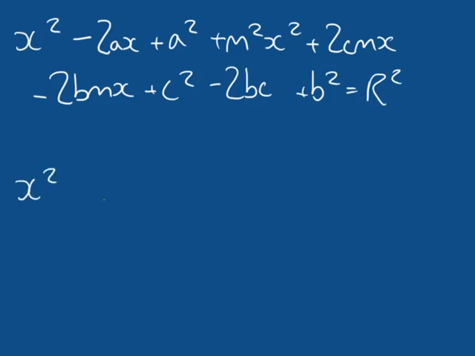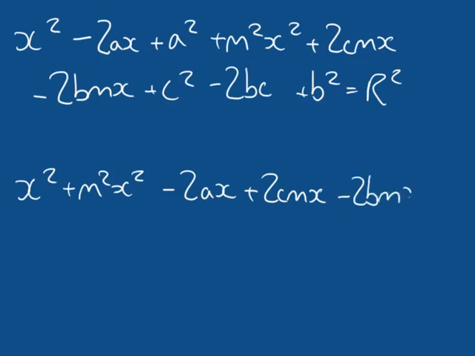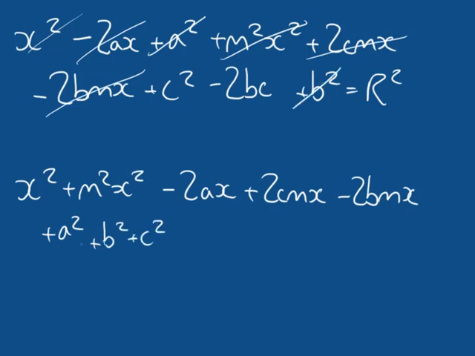So I want to collect our x squareds together, so x squared, and our only other x squared is m squared x squared. So x squared plus m squared x squared. And that's going to then leave us with terms of x, so minus 2ax plus 2cmx minus 2bmx. I believe that's our only x's, so we've done x squared, we've done m squared x squared, minus 2ax plus 2cmx minus 2bmx. Yep, nothing else has a term of x. Now we just have our constants, so it's going to be plus a squared. I'm actually going to write plus b squared next. The order, of course, here doesn't matter, but I think it just reads more nicely if we have a squared plus b squared plus c squared minus 2bc.